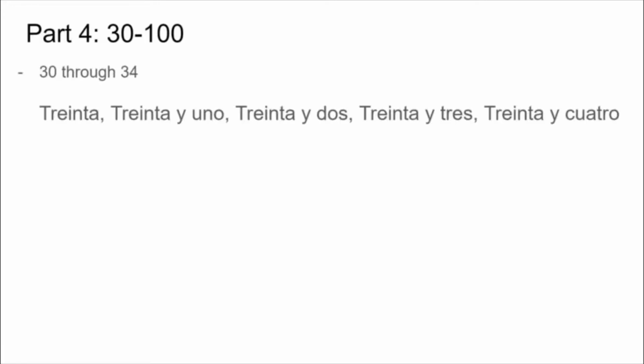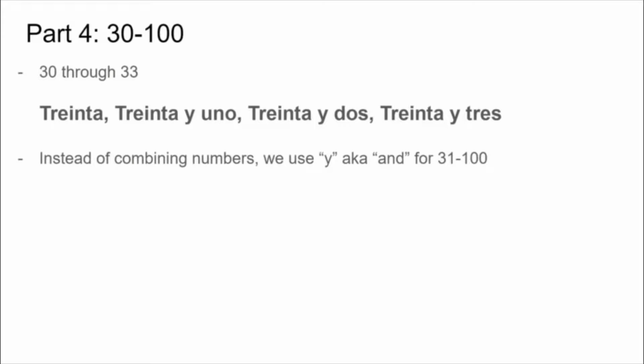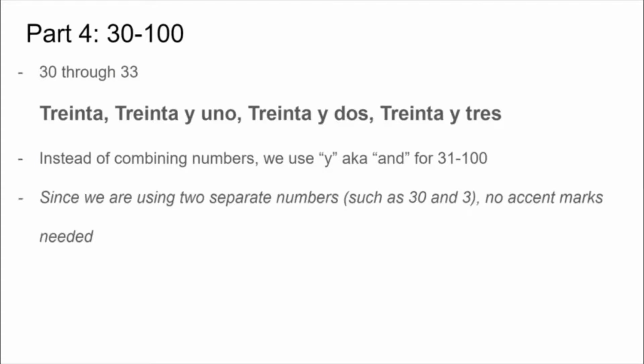From 31 through 99, instead of writing 31, we translate 31, 32, 33, and etc. Is there any reason for this? I can't really find any. However, this should actually make students feel better since we no longer need to use accent marks. So the only numbers with accent marks are 16, 22, 23, and 26.